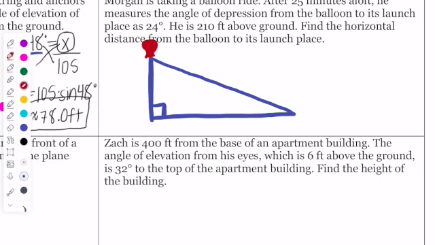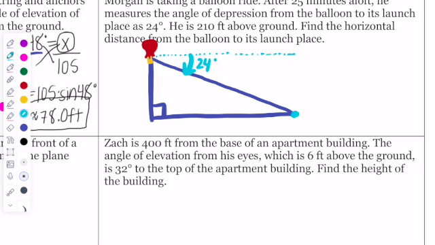Okay, so he's in the balloon, and here's the little basket in the balloon. And he measures his angle of depression to the launch place. So here's my launch place, maybe, as 24 degrees. Now, this is important to note. From his eyes, if he were looking out, that would be his horizontal line of sight. So it's parallel to the ground. So from his eyes, he's looking down at an angle of 24 degrees.